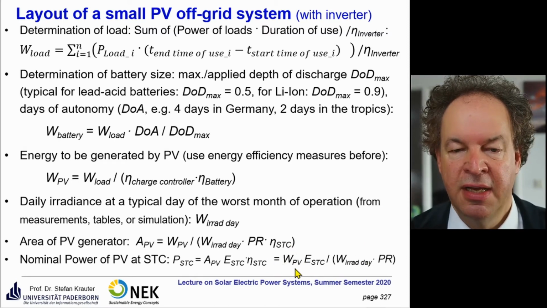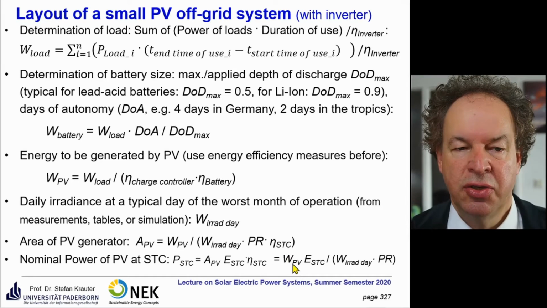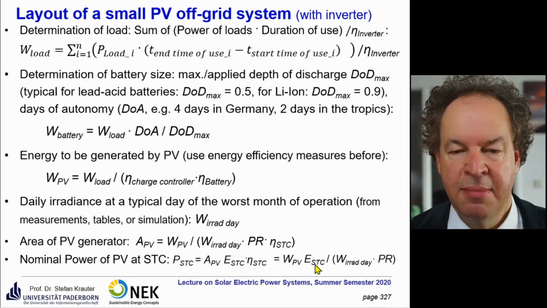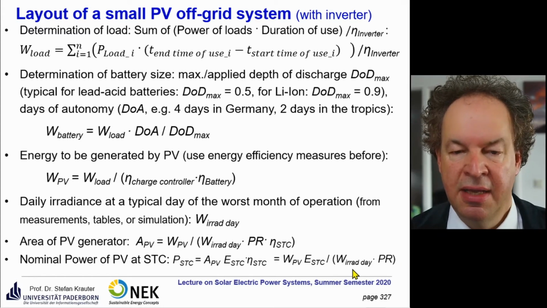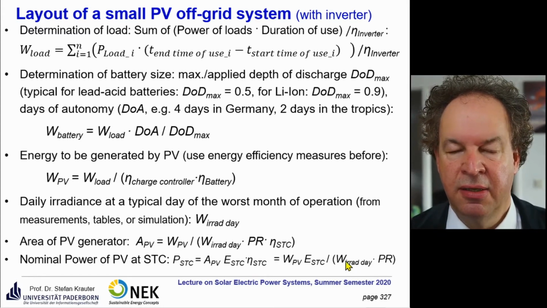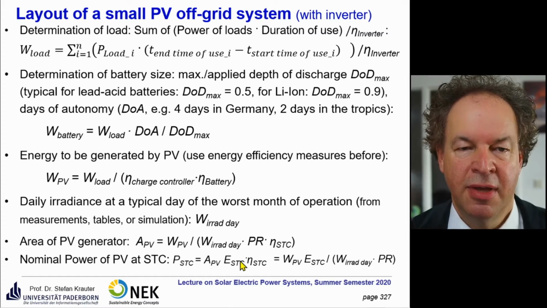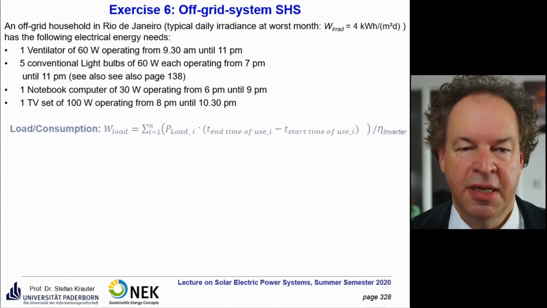Now you have the energy to be generated by photovoltaics from here times the irradiance under standard test conditions, that is 1000 watt per square meter, times the irradiance of a day in the worst month of the year times the performance ratio. Let's do that. So just again the repetition of that.